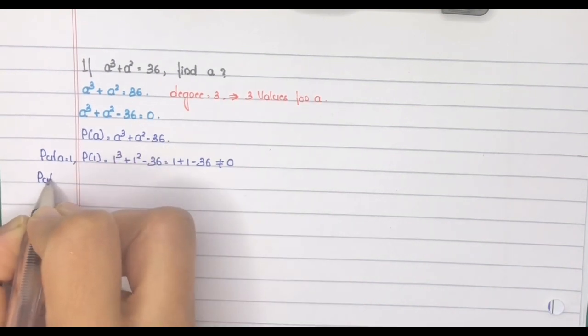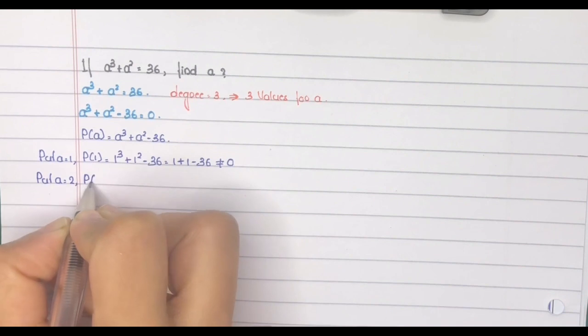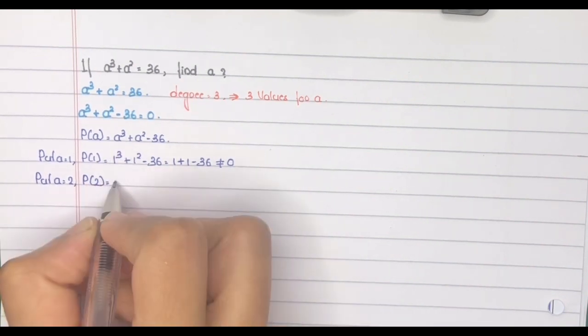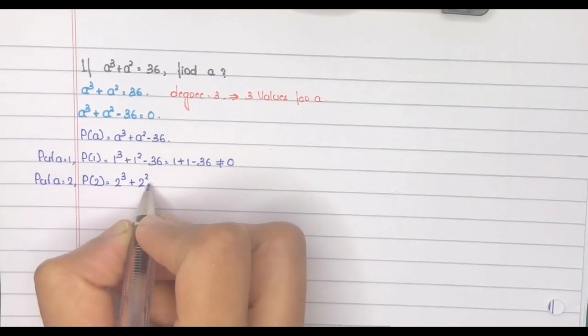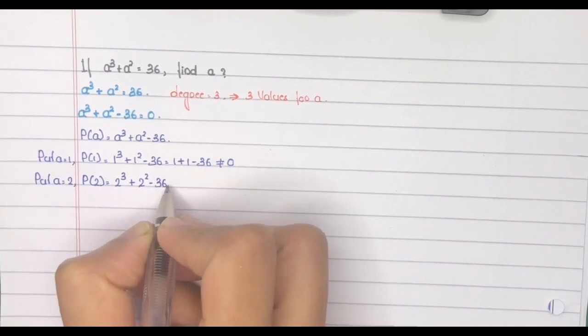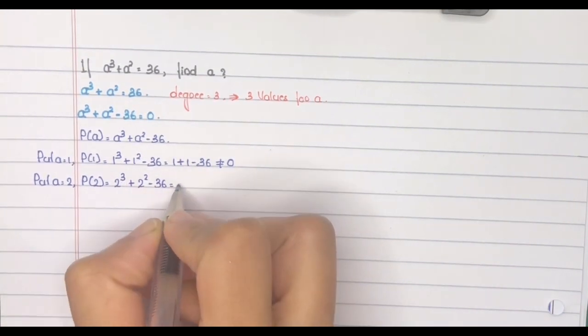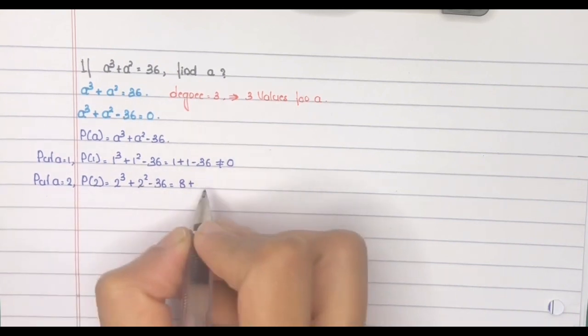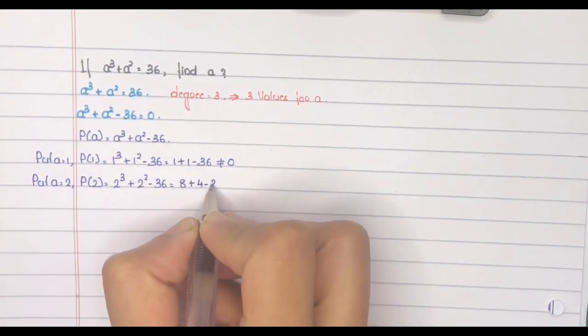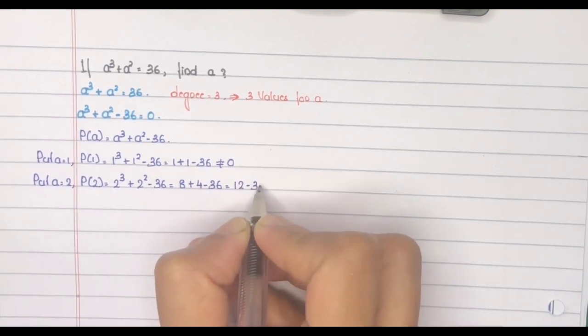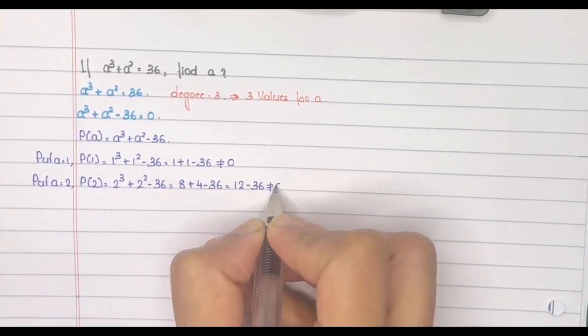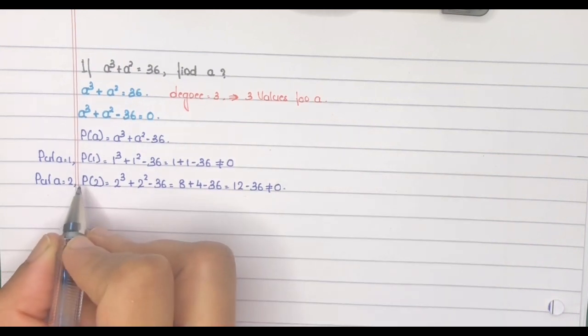Next put a is equal to 2. P of 2 is equal to a cube plus a square minus 36. 2 cube 8 plus 2 square 4 minus 36. 8 plus 4 is 12, minus 36. Again not equal to 0, which implies 2 is also not a factor of this equation.